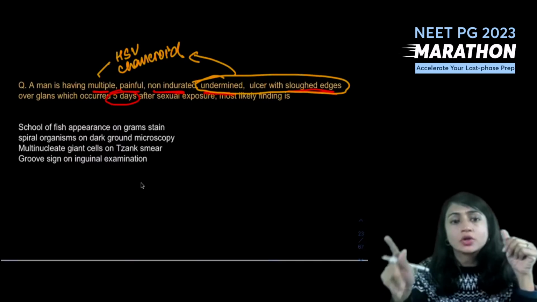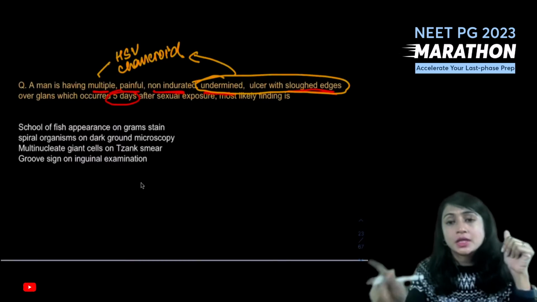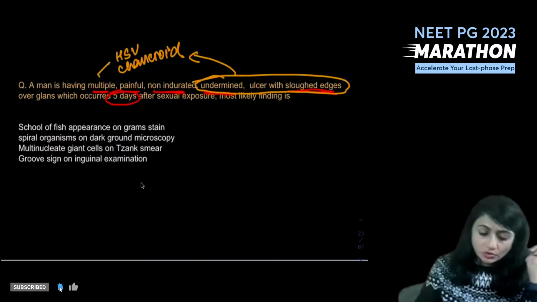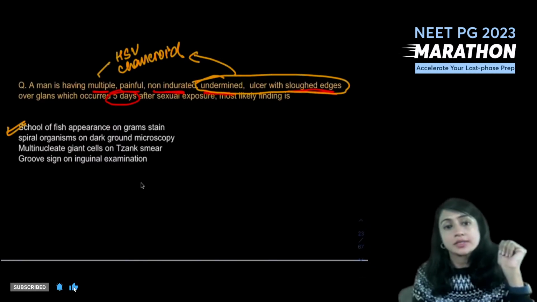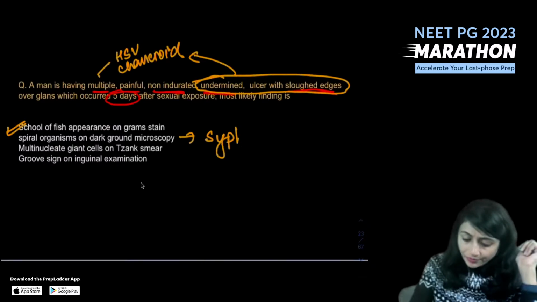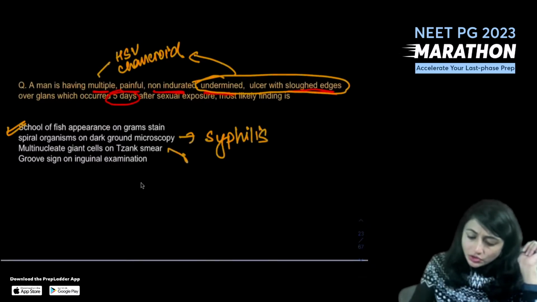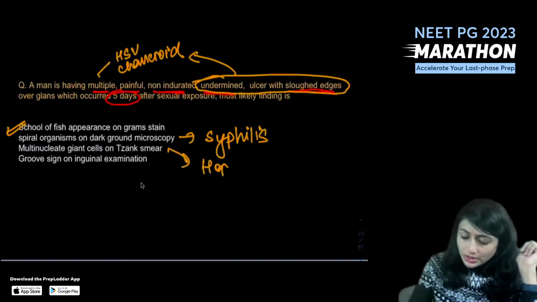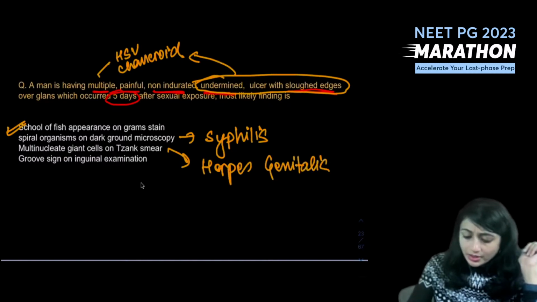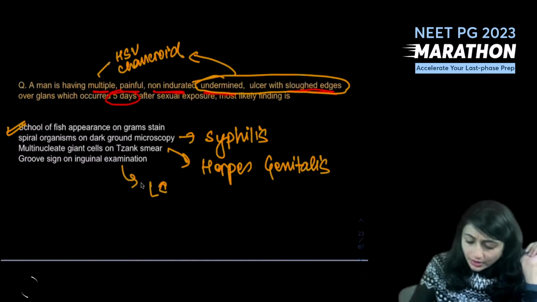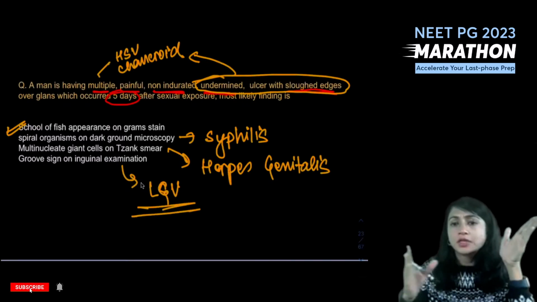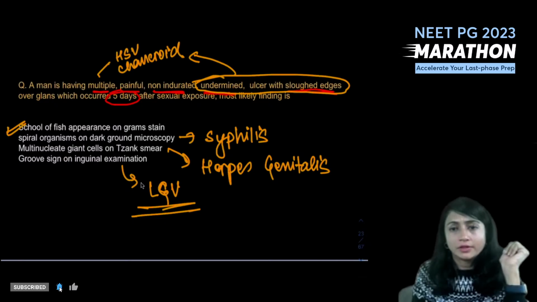What do you see in chancroid? You see on Gram stain a railroad track appearance or school of fish appearance. So here the answer would be this. Spiral organisms on dark ground, we know syphilis. Multinucleate giant cells on Tzanck smear, we know herpes genitalis. And groove sign you will see in LGV. Again, a very, very important topic. Okay, so if you know these differences, you will be able to crack it very well.